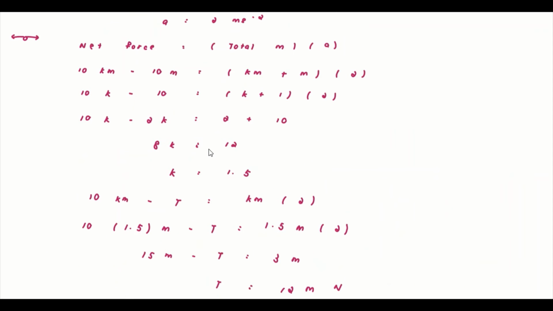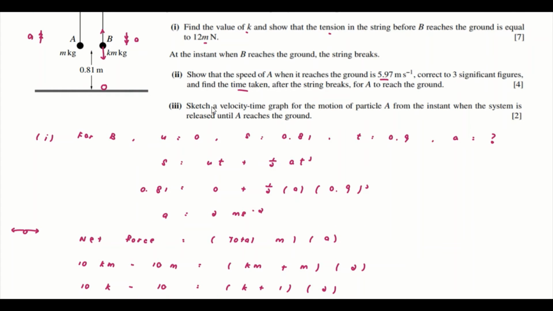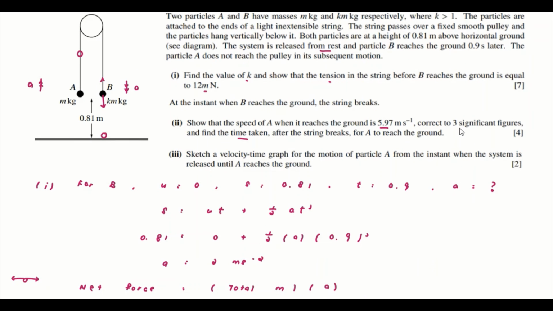All right, so the last part: sketch a velocity-time graph for the motion of particle A from the instant where the system is released until A reaches the ground. The system is released, which means you want to find what the velocity-time graph is when A is here, then when A reaches here, then when the string breaks and it hits the ground, so we need the whole thing here. I will try to use a different color here maybe.